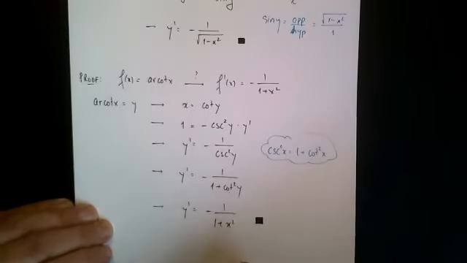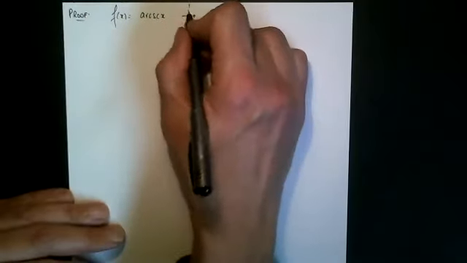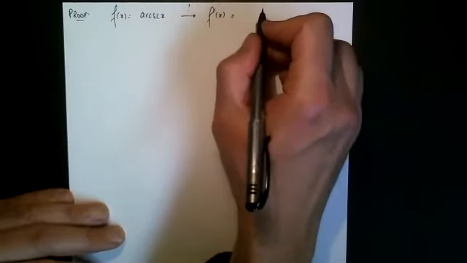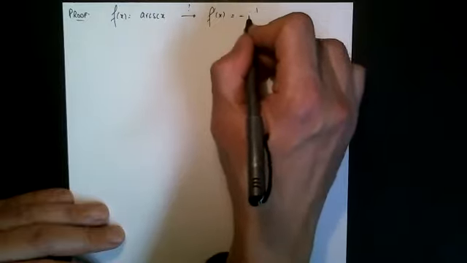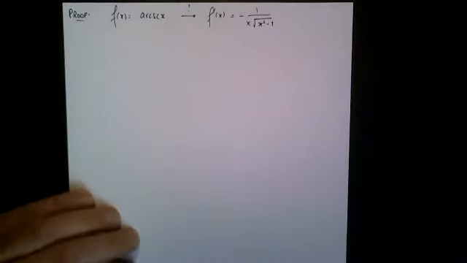Okay, so let's go. Last one, arc cosecant. So proof. f of x is equal to arc cosecant x. Then let's prove that f prime is equal to -1 over x root of x squared minus 1.